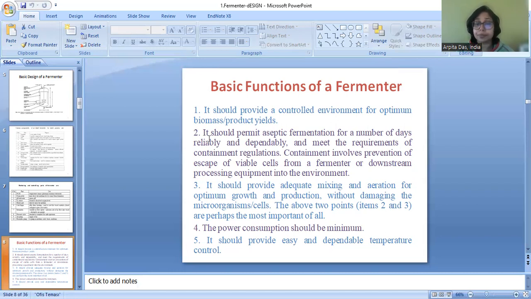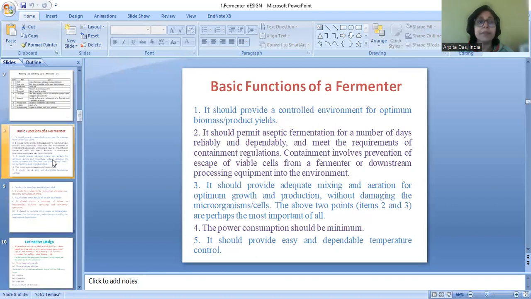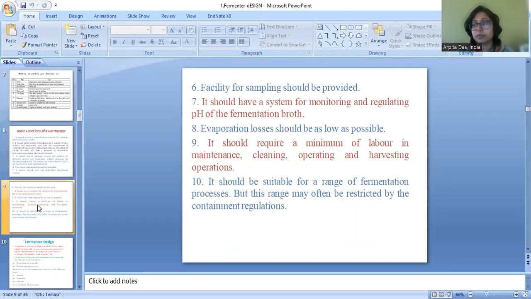It should provide an easy and dependable mode of temperature control. That means we are supposed to have an easy temperature control system by just adding hot water in the surrounding or something like that. Facility for sampling should be provided. One sampling port must be there, which will allow us to take a sample, which we can analyze, and we will come to a conclusion that yes, the fermentation is done perfectly. Now we can stop the fermentation. We can get the feed out of the bioreactor.